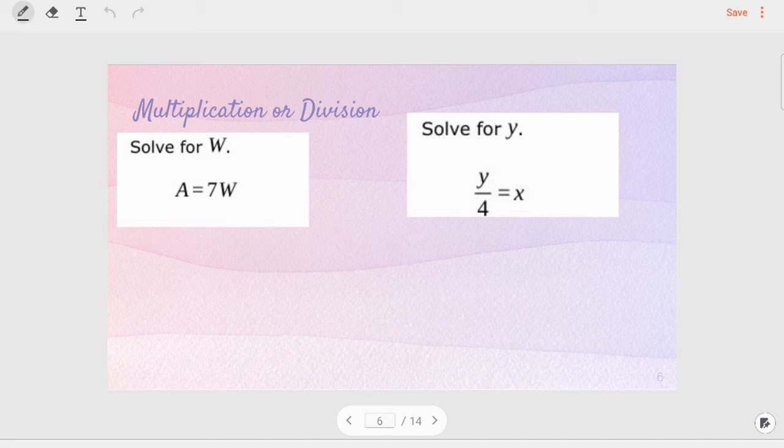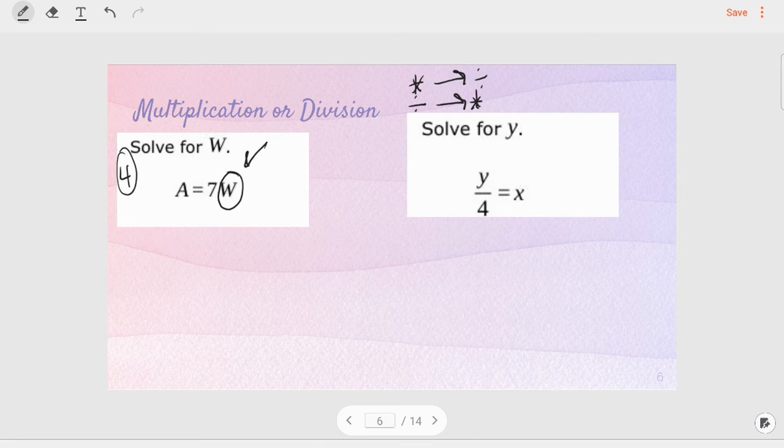All right, let's work with multiplication and division. So the last few problems were only addition and subtraction. Let's talk about multiplication and division. How do we undo multiplication? We divide. And how do we undo division? We multiply. On this fourth problem right here, I'm solving for W, so I circle W.